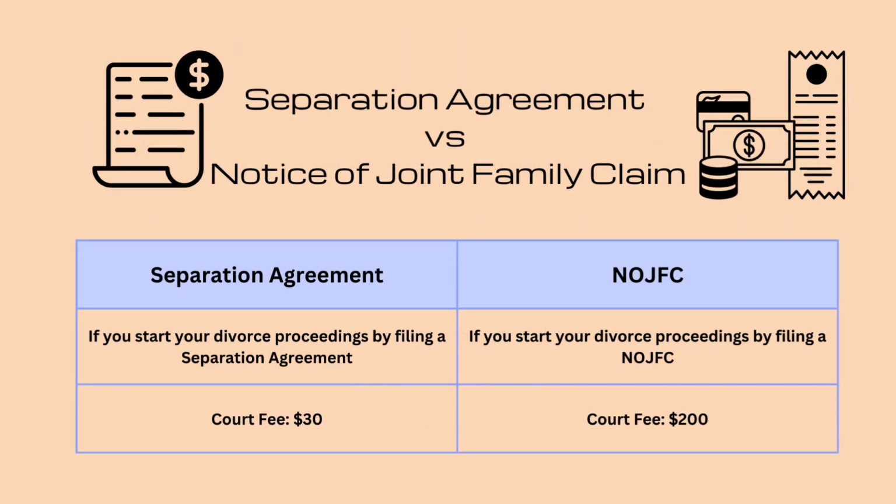So to start your divorce proceedings, you can start it either by filing a separation agreement or by filing a notice of joint family claim. If you start by filing a separation agreement, your court fee would be $30, and if you start by filing a notice of joint family claim, then the court fee would be $200. So that way you will save $170 on your court fees.